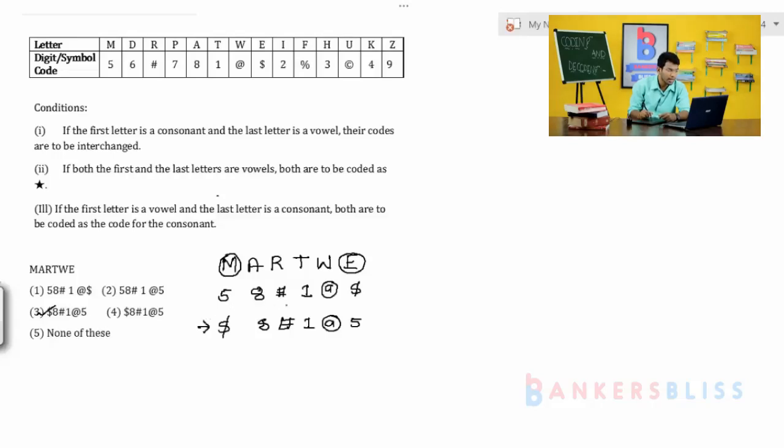Suppose we look at 5, 8, hash, 1, @, $. This is option number 1, but option 1 cannot be the answer. Why? Because the condition has to be followed. What is the condition? Condition number 1: if the first letter is a consonant and the last letter is a vowel, their codes are to be interchanged. So I interchange them and get the answer $, 8, hash, 1, @, 5. That answer is option number 3. So option 3 is the right answer, not option 1. Is it clear?